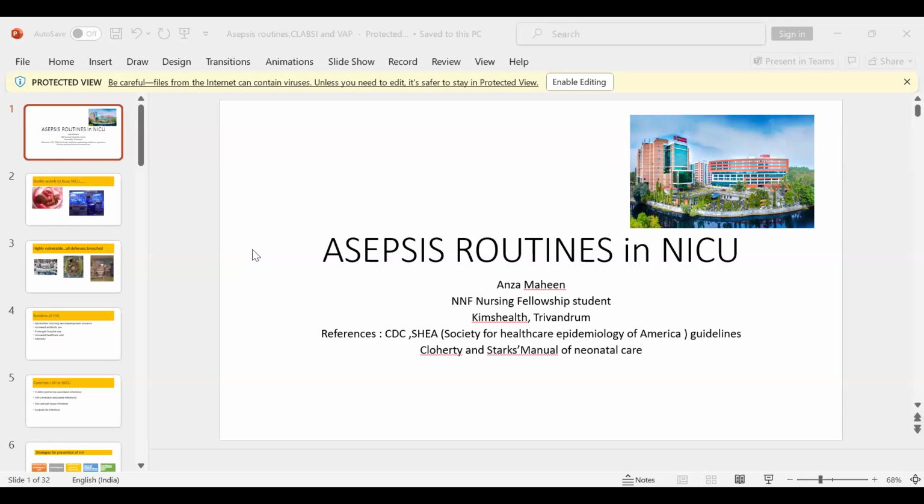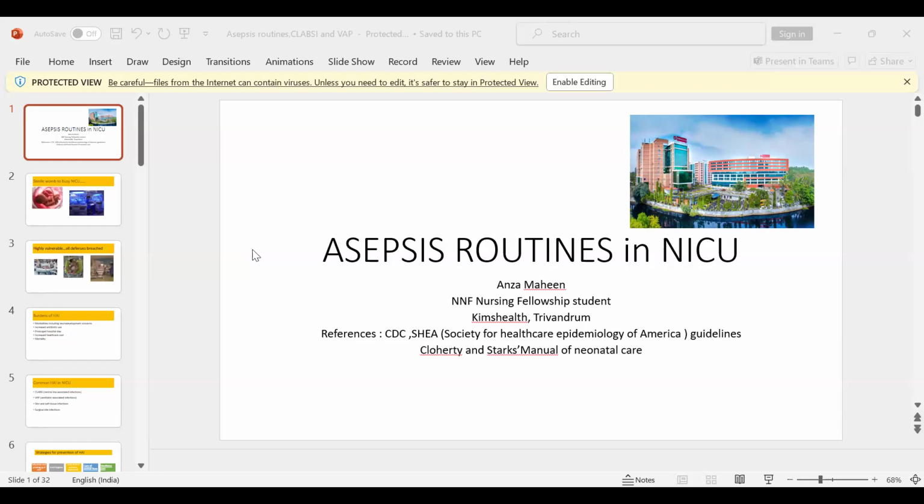Burdens of HAI. The burdens of HAI include morbidities such as neurodevelopmental concerns, increased antibiotic use, prolonged hospital stay, increased healthcare cost, and mortality. What are the common healthcare associated infections?